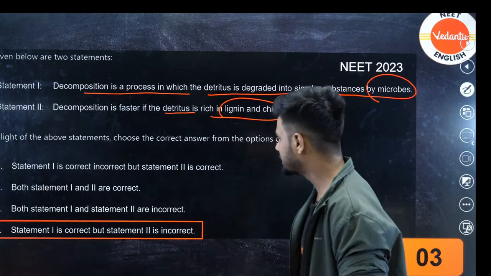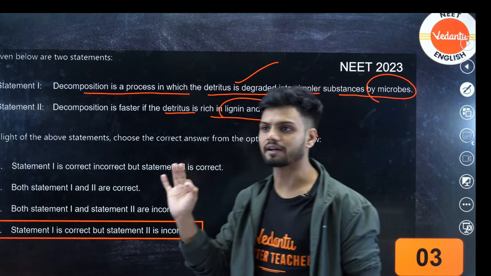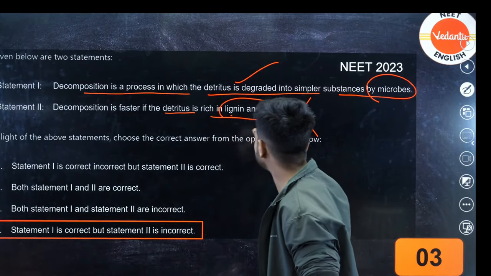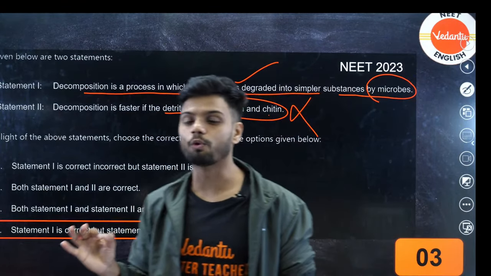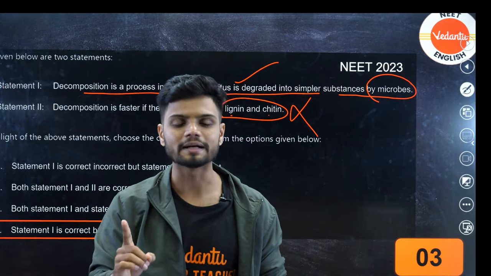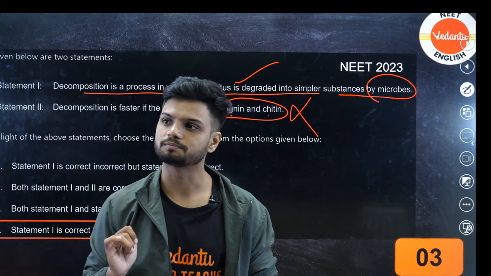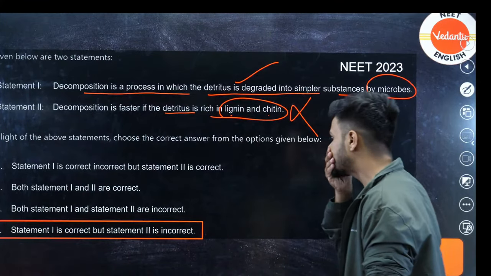Time's up. Statement 1 is correct. Statement 2 is wrong, because whenever there is lignin and chitin, what will it do? Lignin and chitin will decrease the decomposition. Remember, I made you write down factors affecting decomposition. You know the answer, right?